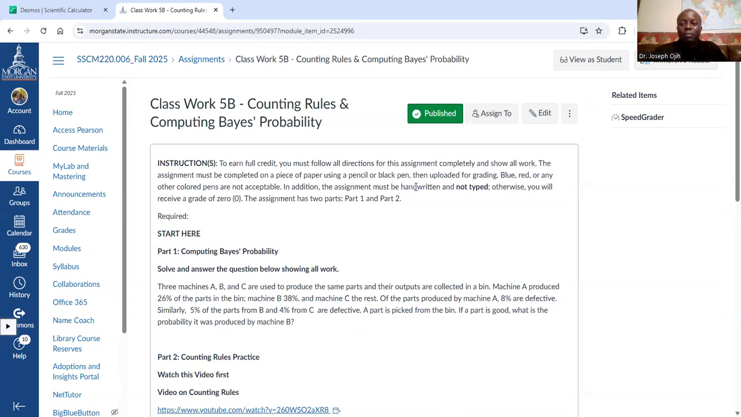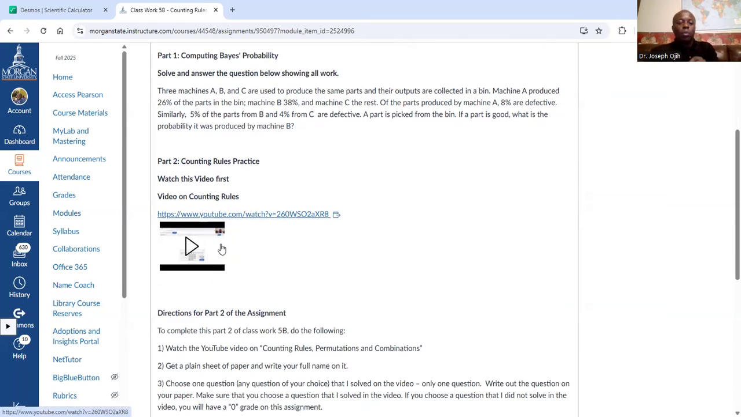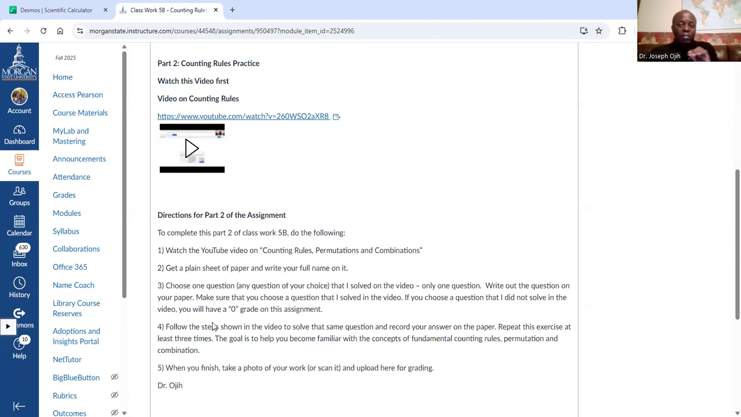Yes. No typing, no blue pen, no red pen, no yellow pen, only pencil or black pen that we use to do this assignment. This is classwork, and it has to be handwritten. The first part is to solve this question, which is the same thing as the one I just solved. The second one is to watch this video, choose any question there, write the question out, follow the direction I give you to solve it, and then take a photo of it or scan it and then upload. And it's due tomorrow.